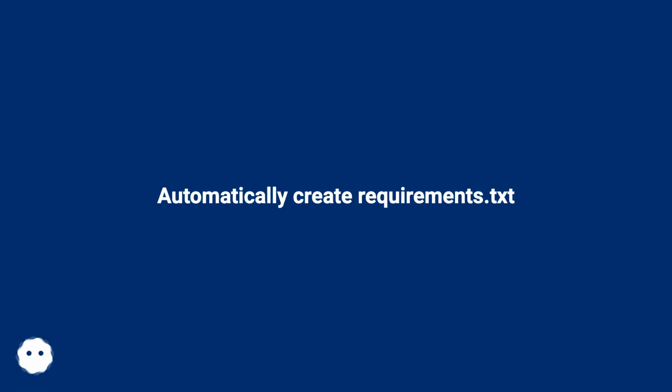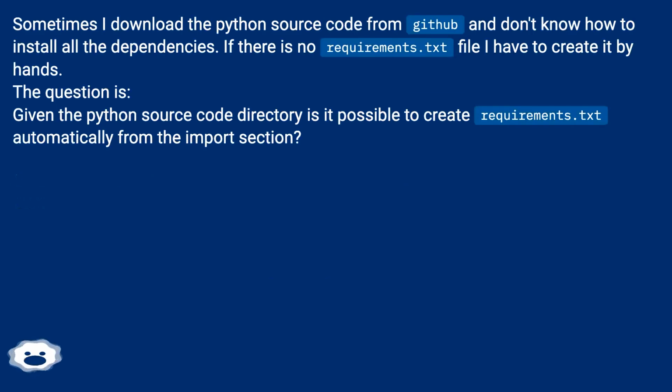Automatically create requirements.txt. Sometimes I download the Python source code from GitHub and don't know how to install all the dependencies. If there is no requirements.txt file, I have to create it by hand. The question is, given the Python source code directory, is it possible to create requirements.txt automatically from the import section?